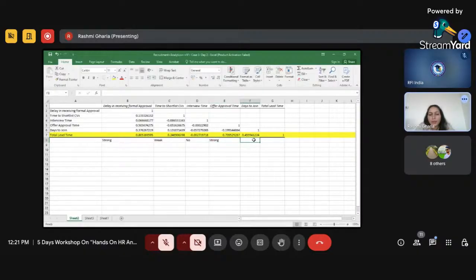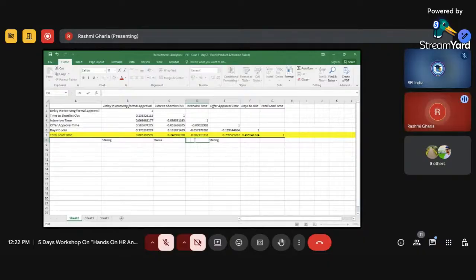Ma'am, the interview time is like 0.027. Can we say it's a poor correlation or just no impact? Very, very poor or neutral kind of relation, because it is 0.0002 something, or it is negative also. Right? So we can say it's almost negligible. Okay. Then when we come to days to join, it is a moderate correlation. Right? Medium correlation. So what we can interpret here, being an HR, what insights can you get out of it?